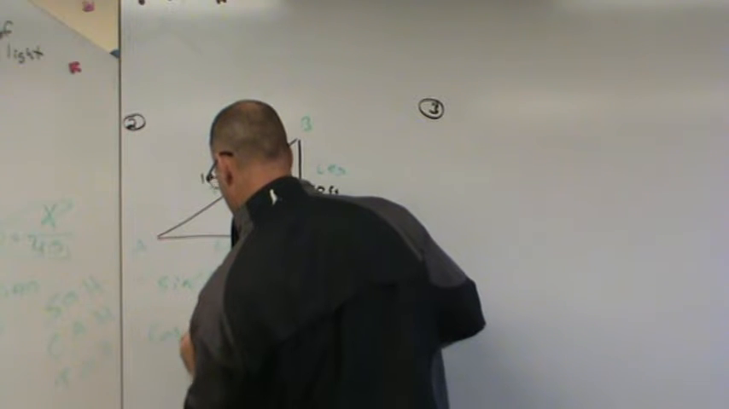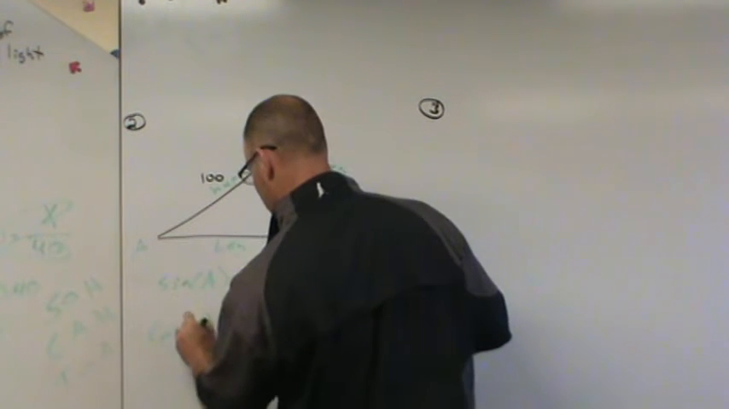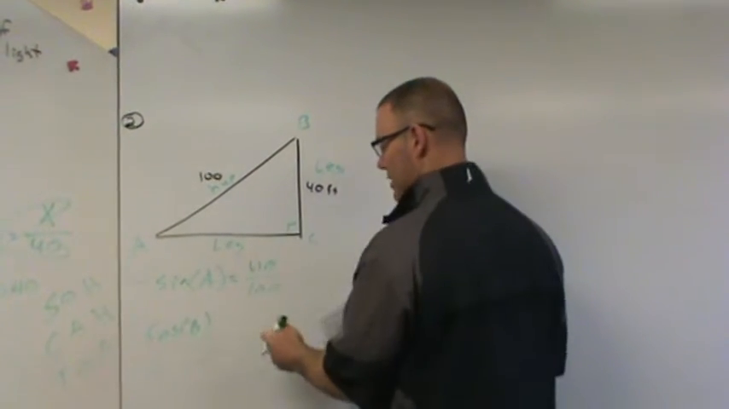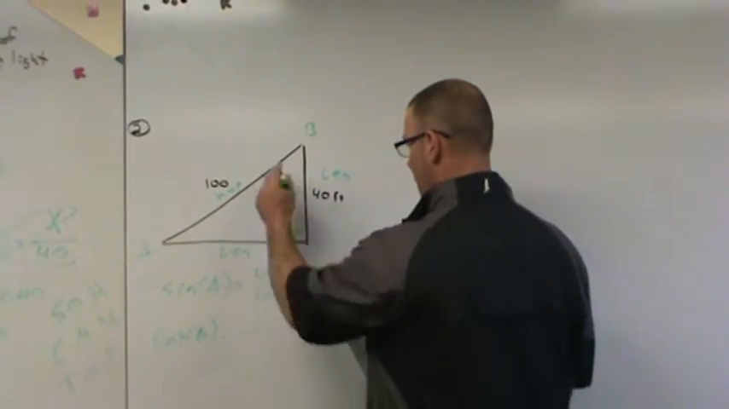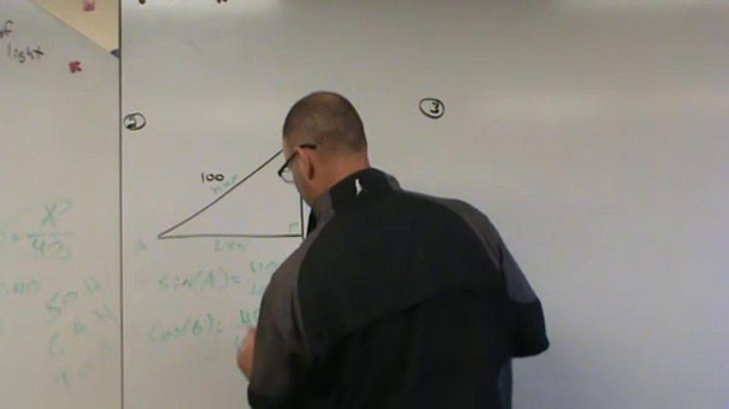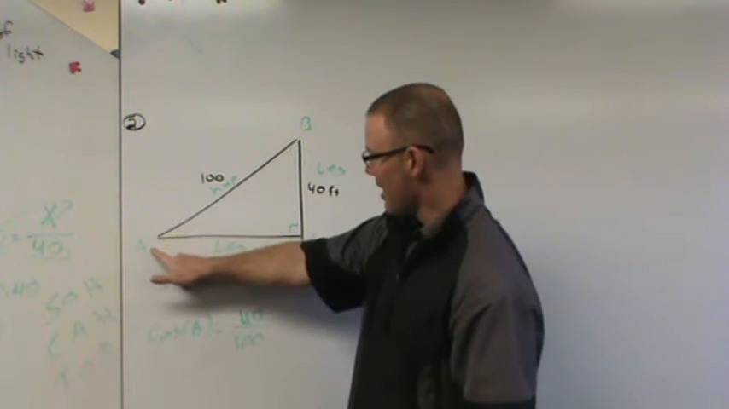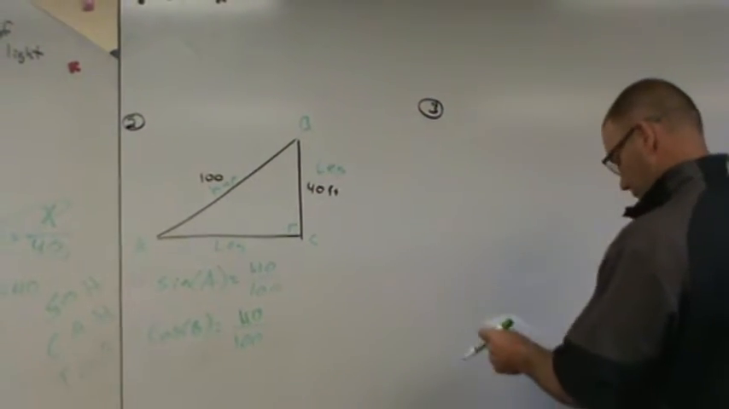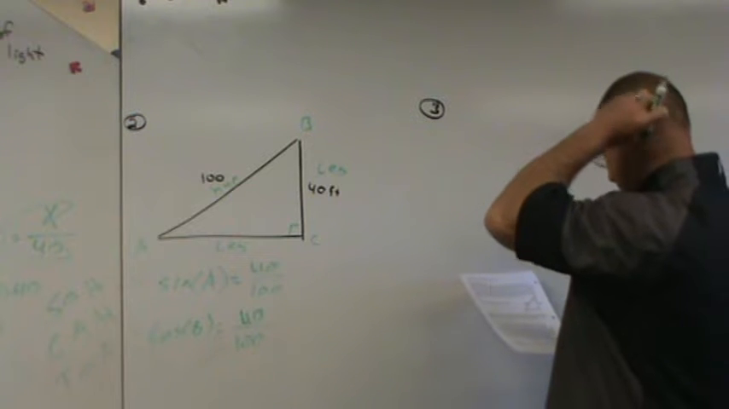So the cosine of B, excuse me, not A, B, is the only ratio that I can create based on the information they gave me. And 40 over 100. Gee, what do you know? They're both the same. Yes, because the sine of A is the same as the cosine of B, if you remember that. And then 3, it says, how might we commence?